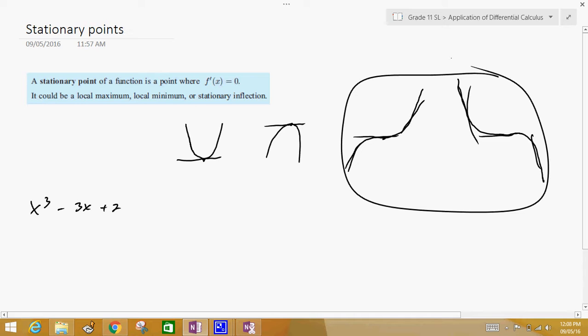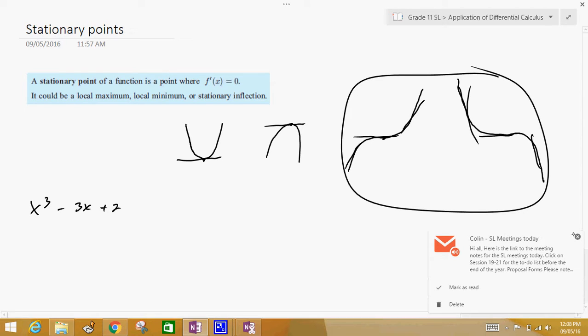So the way we're going to do this is we're going to find the derivative, make it equal to 0, and then to test whether it's a maximum, minimum, or a stationary inflection, we're going to test before and after when the derivative is equal to 0 to see what happens.